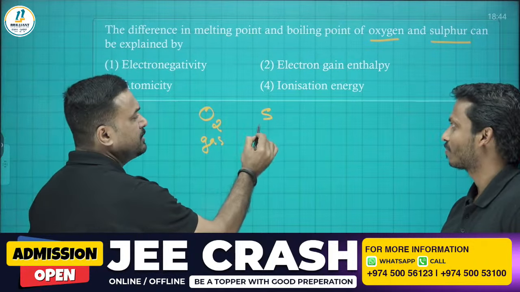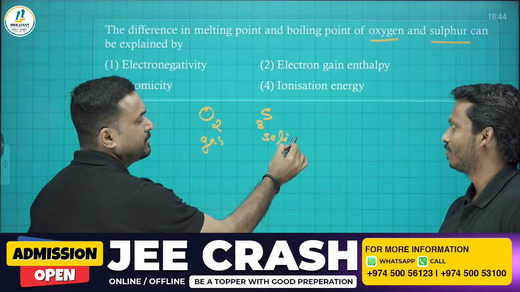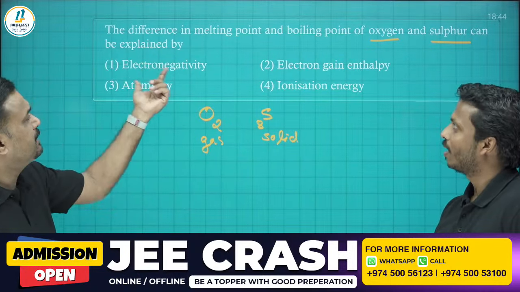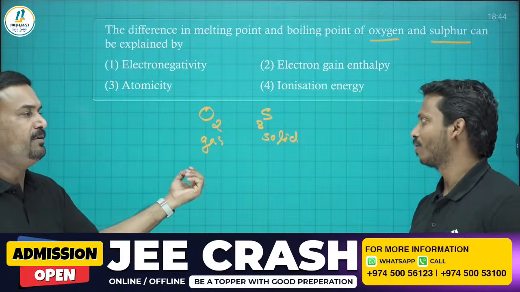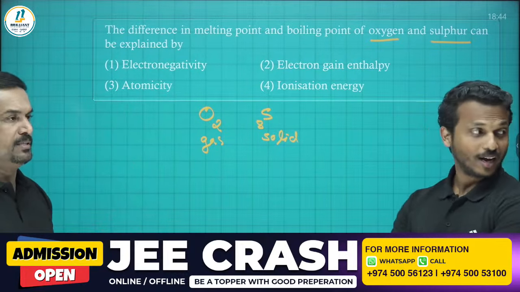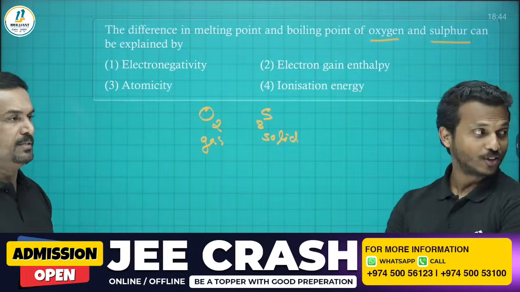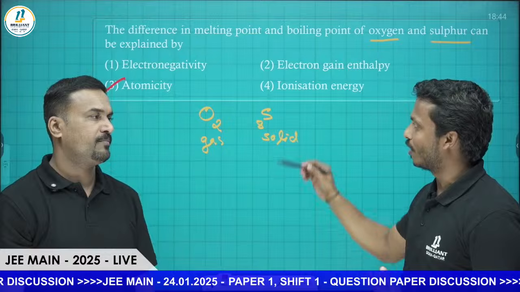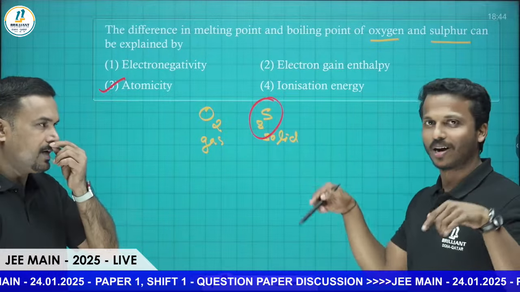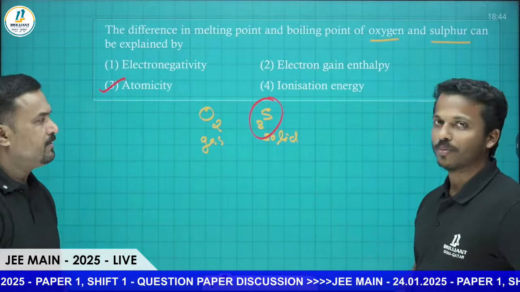Sulfur is S8, that is solid at room temperature, correct? So a solid obviously will have a high melting point, and this one will have a comparatively low melting and boiling point. So you can say easily that it is atomicity based. Yes, correct. So atomicity is the one to mainly focus on, along with the S8 crown structure. Atomicity is the factor.